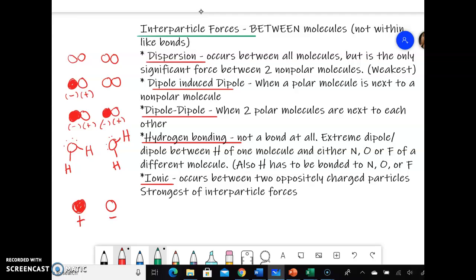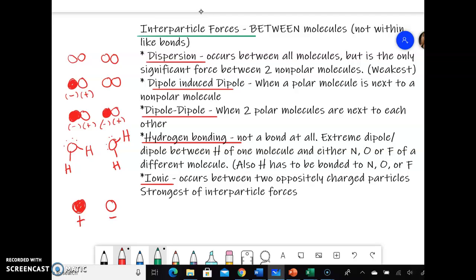So if you look at these two molecules that I drew right next to the word dispersion, we see that they're both about the same in terms of color. So there's no side of the molecule that's more negative than another. So they don't really have charges because they're both nonpolar. And so the question is, why would they even stick together? And the answer is because electrons are always moving.